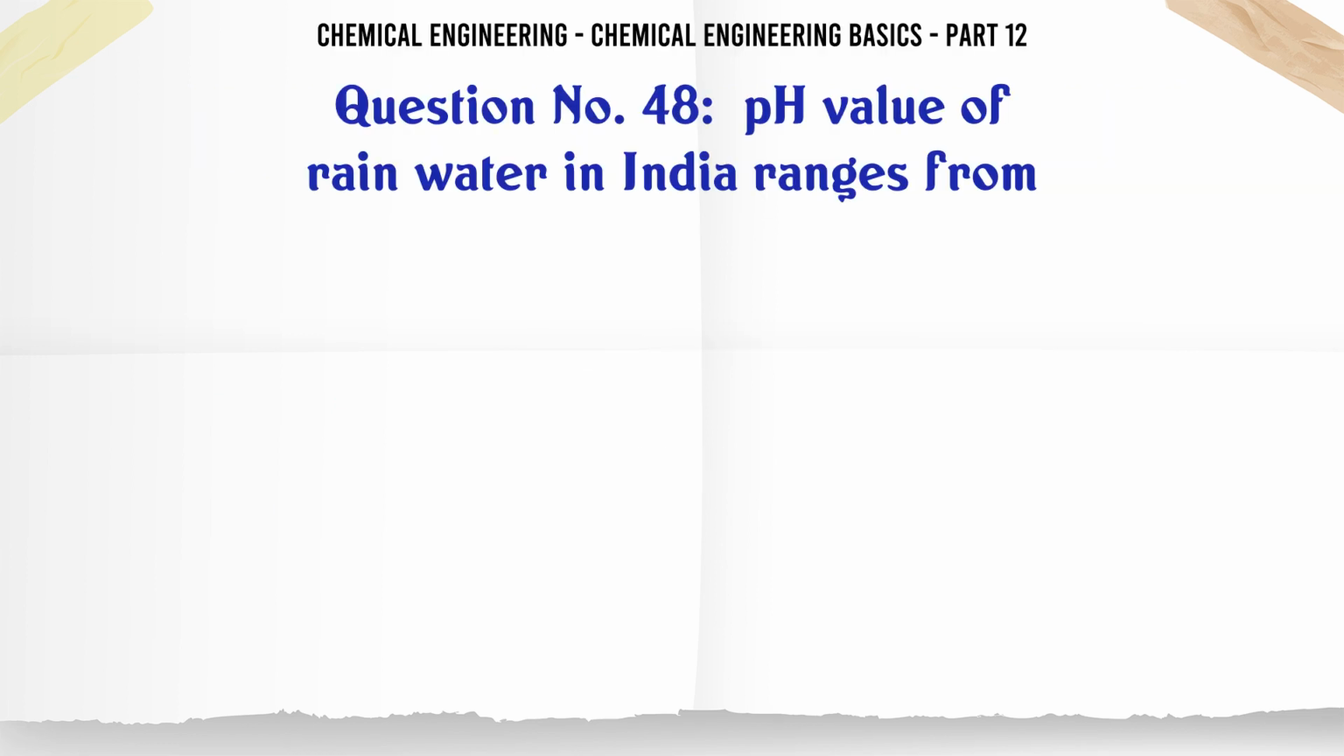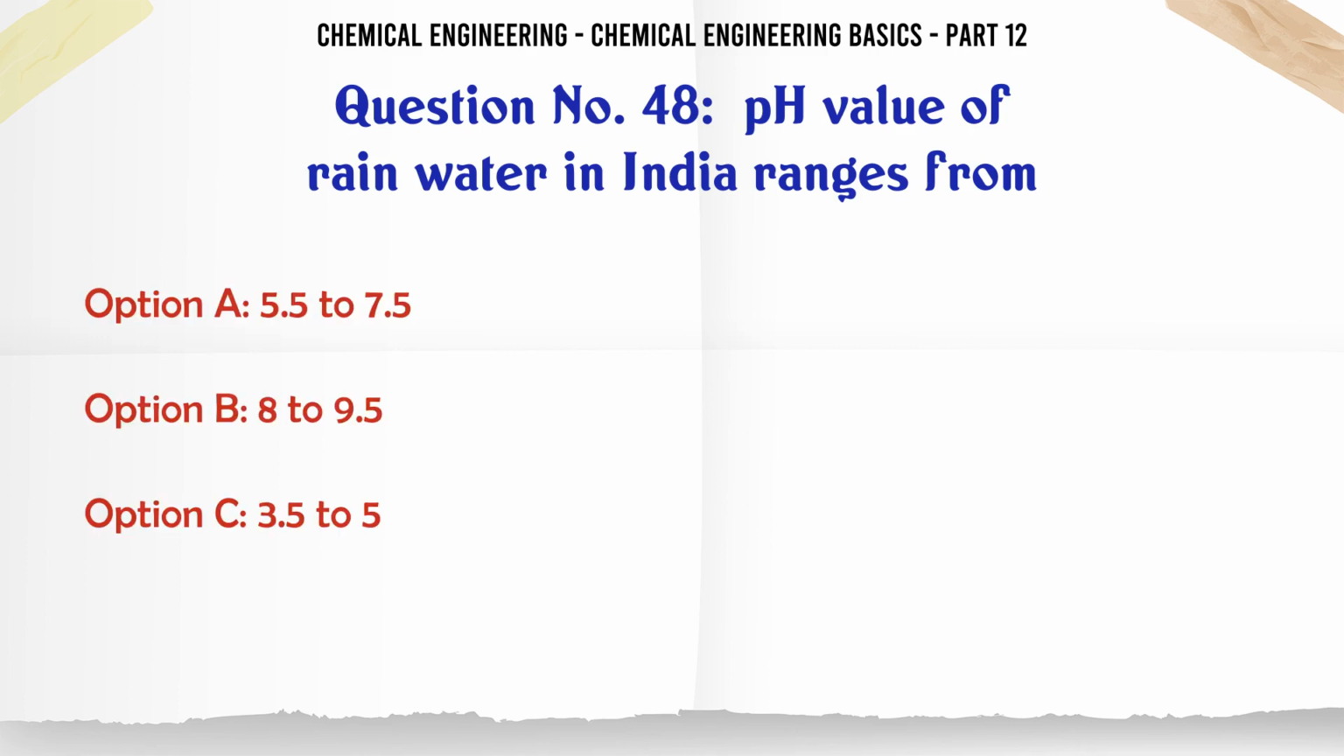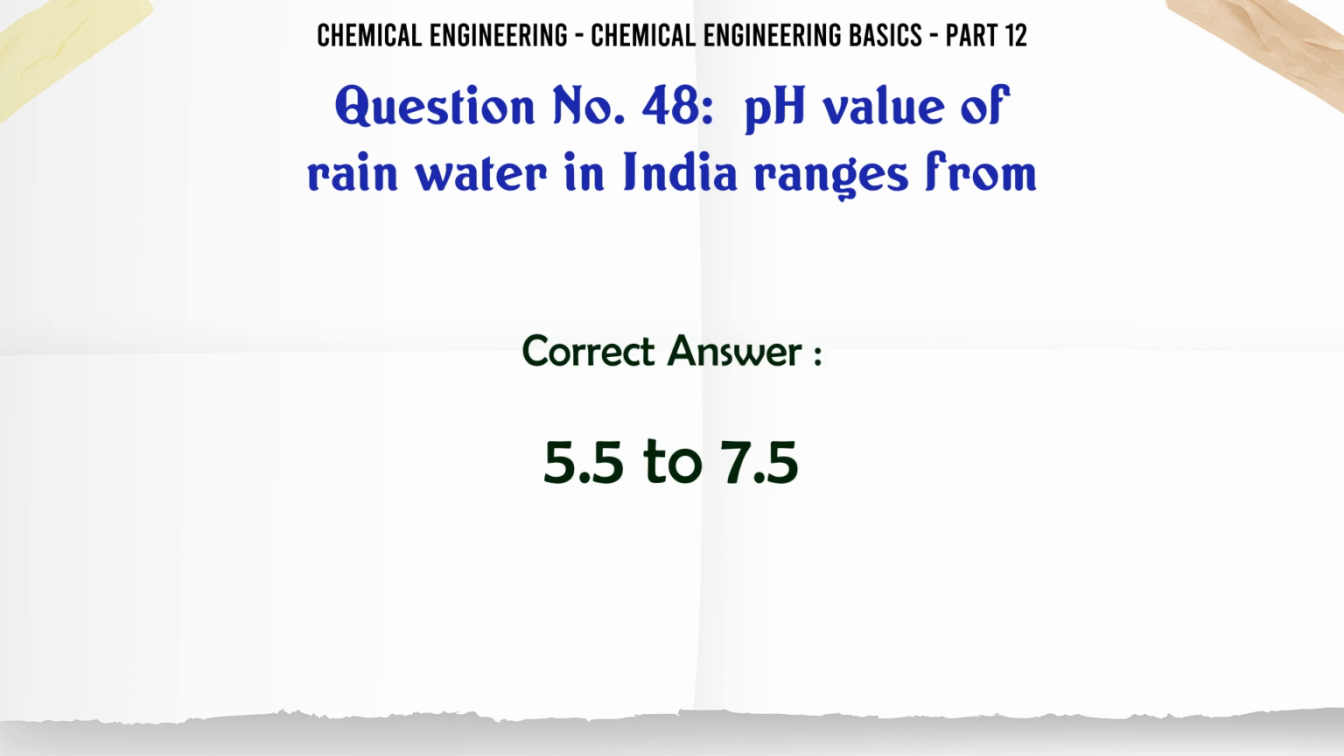pH value of rainwater in India ranges from A. 5.5 to 7.5, B. 8 to 9.5, C. 3.5 to 5, D. 9.5 to 10.5. The correct answer is 5.5 to 7.5.